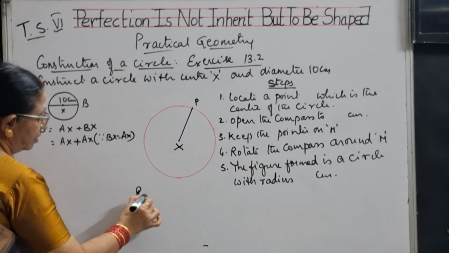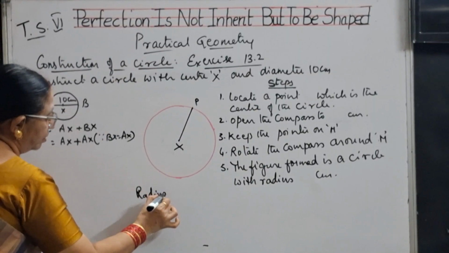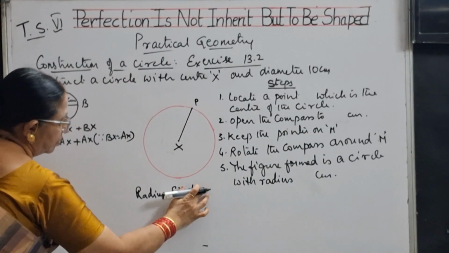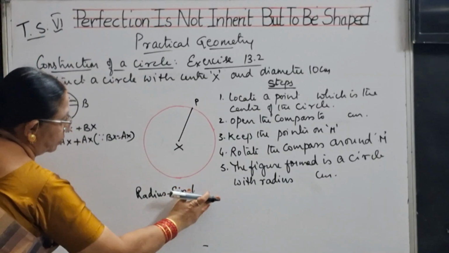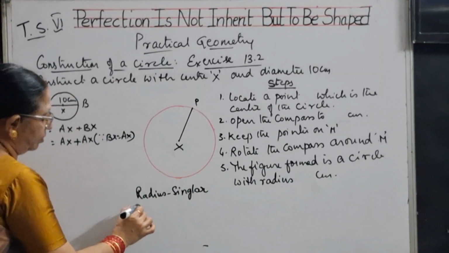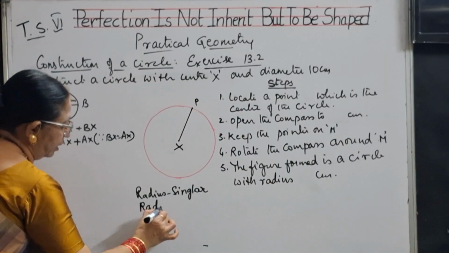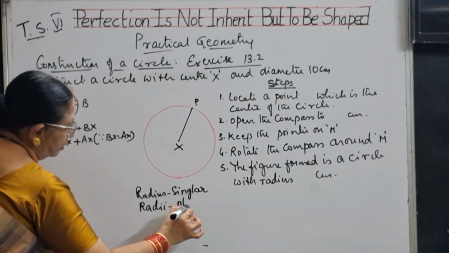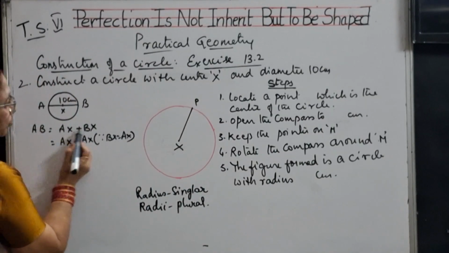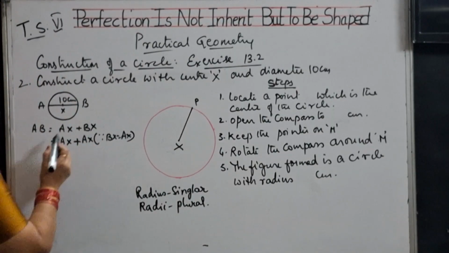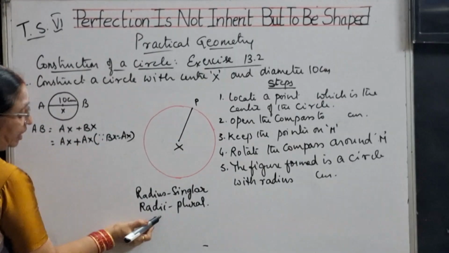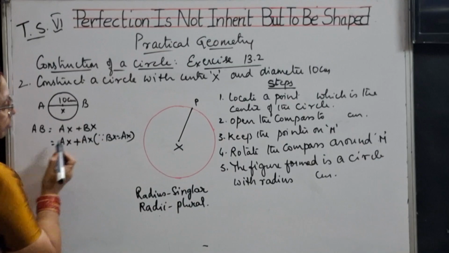Radius is singular. Singular means when you are talking about only one radius, you will say radius. Radii is plural. I am going to talk about two radii. This is one radius, this is one radius. Put together, two radii. So both of them are radii.